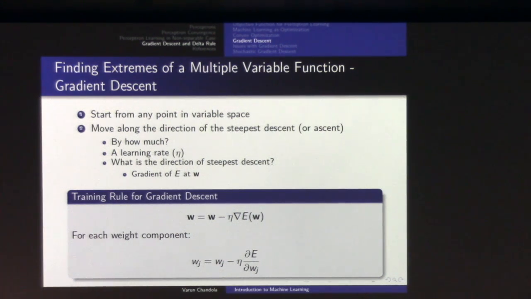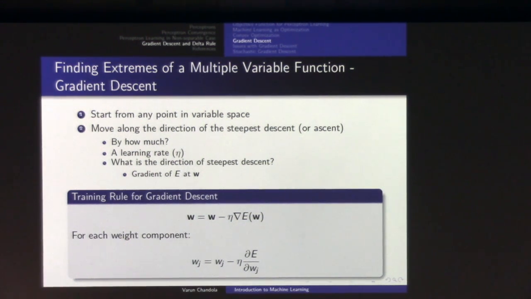So the next question becomes, how much do you move by? And that is given by some learning rate. And then the next is, what is the direction of that steepest ascent or descent, and we have seen from math that this is given by the gradient of the function at that point. So the gradient of a function essentially points in the direction, like a tangent of the curve, right? If you move in that direction, that is the maximum direction you'll move in, right?